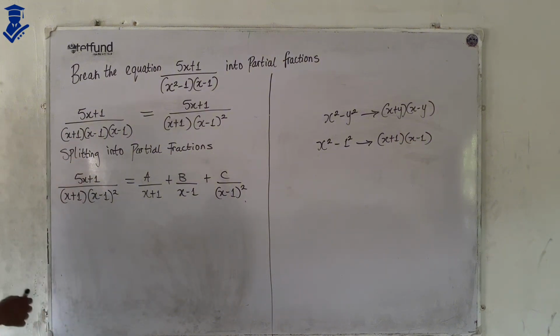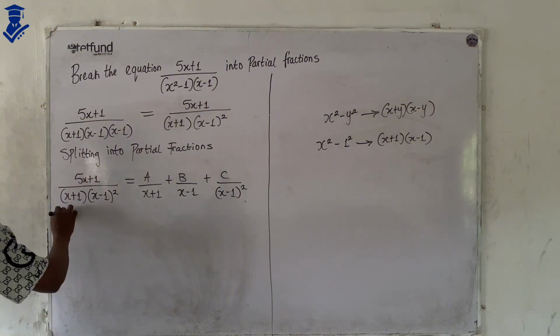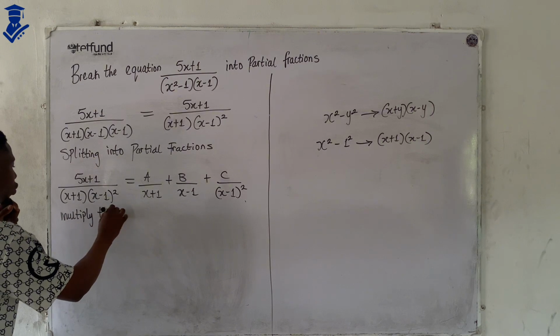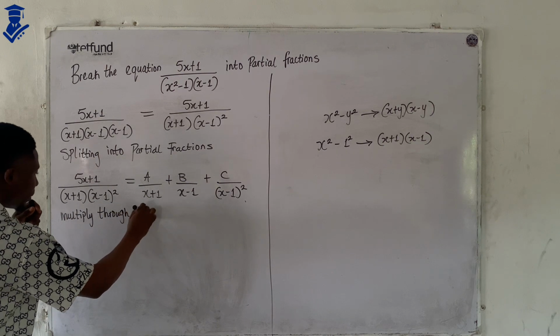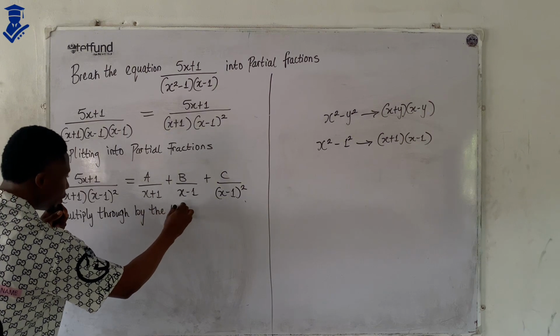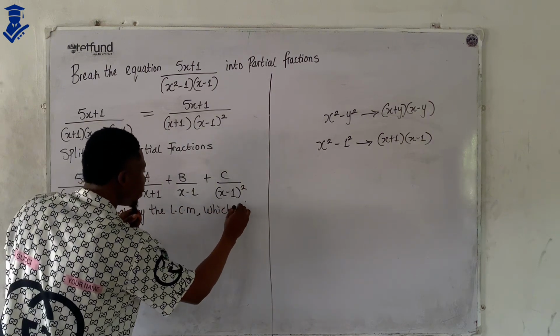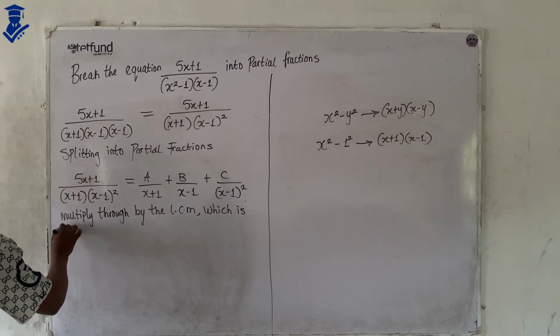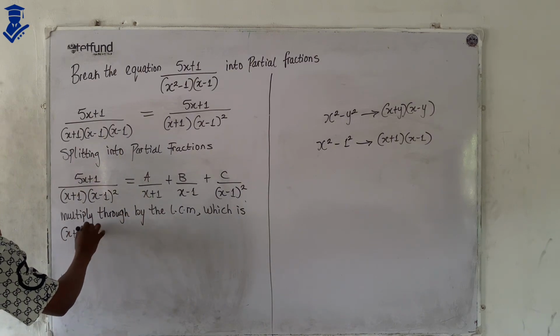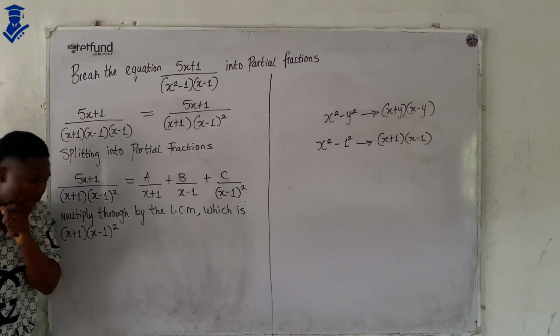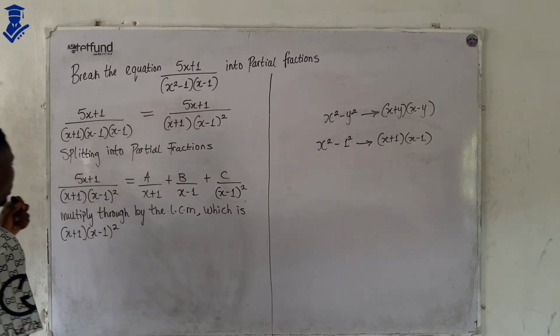So now, what are we going to do? We are going to multiply through by the LCM. What's the LCM? The LCM is x plus 1 multiplied by x minus 1 all squared.